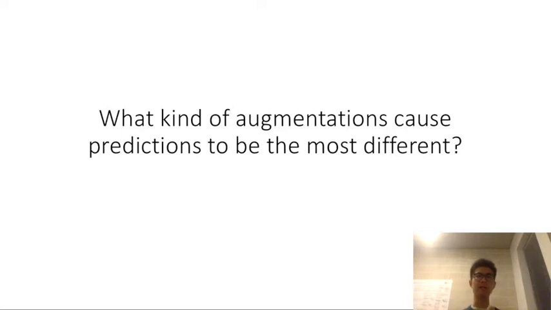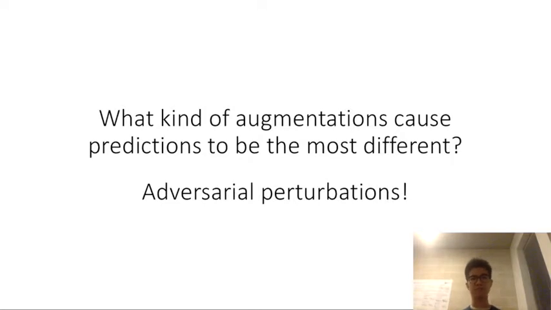Consider this question. In the context of consistency regularization and data augmentation, what kind of augmentations cause predictions to be the most different? Well, one answer is adversarial perturbations. And even though the literature says that adversarial robustness can worsen generalization performance, it works well in semi-supervised learning in this implementation. So with adversarial perturbations, the goal is to smoothen the prediction in the direction of the adversarial perturbation.